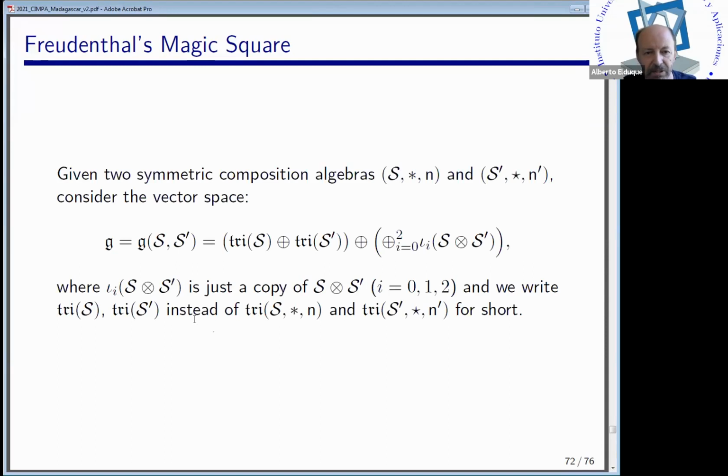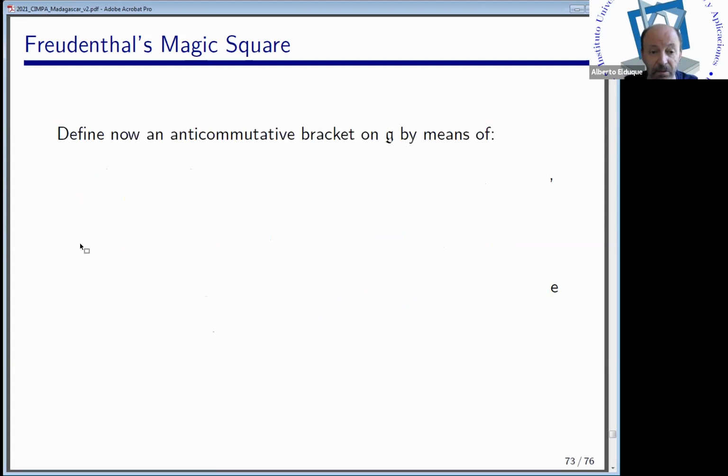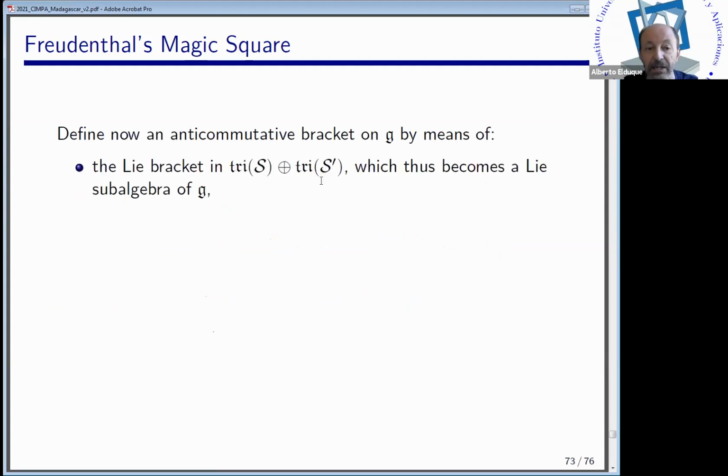But in terms of algebras, if we start with two symmetric composition algebras, S and S prime, we can define a Lie algebra on this direction. We take the triality Lie algebra of S, the triality Lie algebra of S prime, and then 3 copies of the tensor product of S and S prime. Now, we can define a Lie bracket here. How? In the triality Lie algebras, these are already Lie algebras, so they already have a Lie bracket. We preserve this Lie bracket.